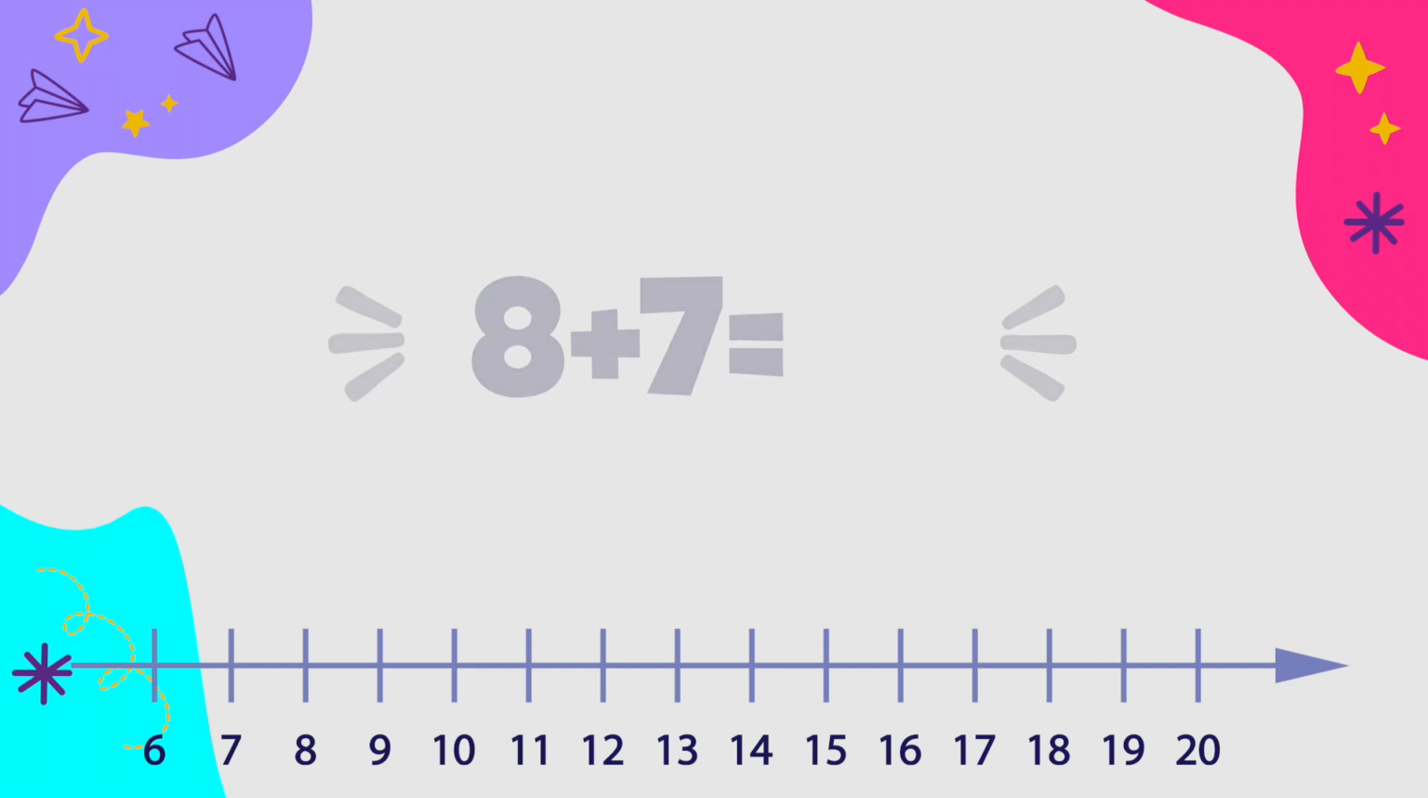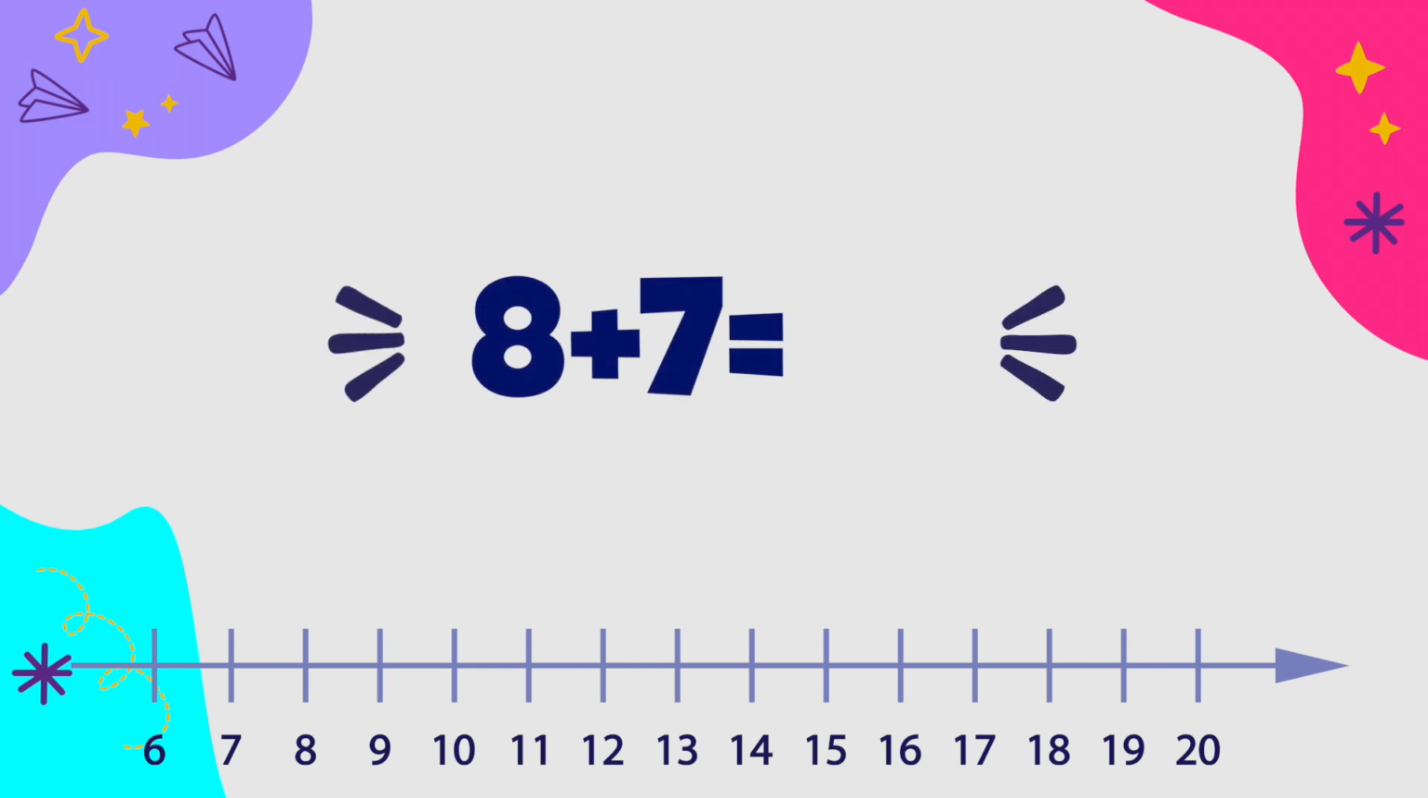Let's solve 8 plus 7. Start at 8 on the number line. Now, make 7 jumps forward. 1, 2, 3, 4, 5, 6, 7. We landed on 15. So 8 plus 7 equals 15.